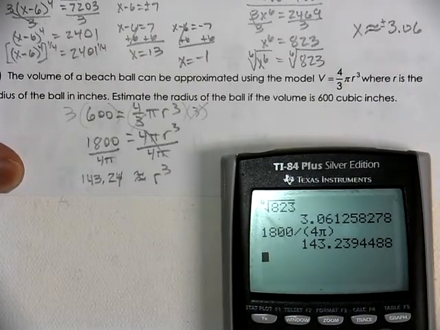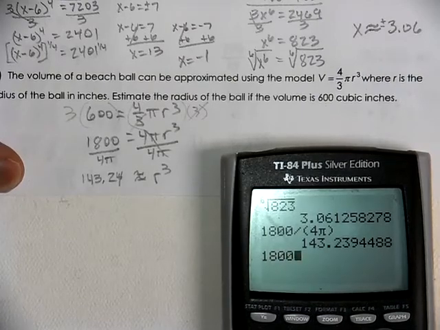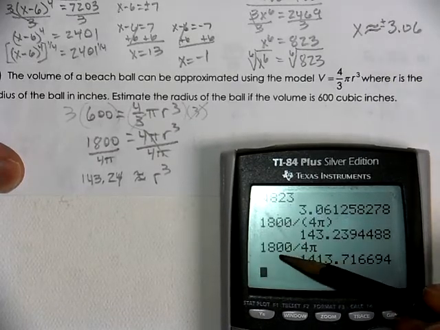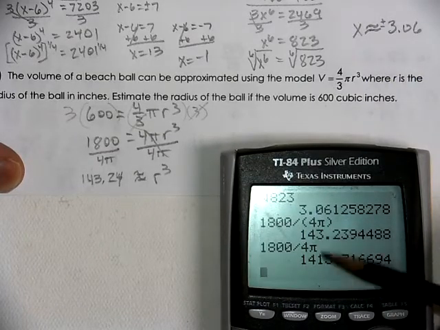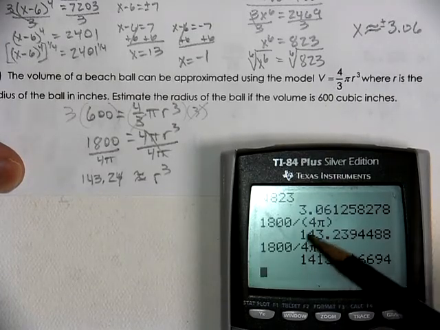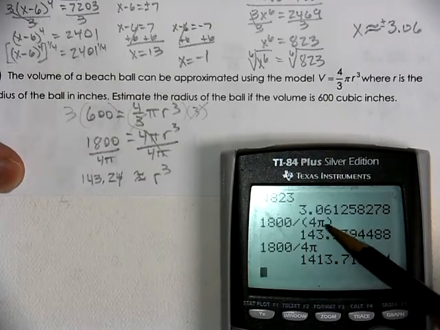Now, what you need to be careful is that you didn't say 1,800 divided by 4 pi, because that divides 1800 by 4, then it times it by pi. That's not what we want. We want to divide by both the 4 and the pi.